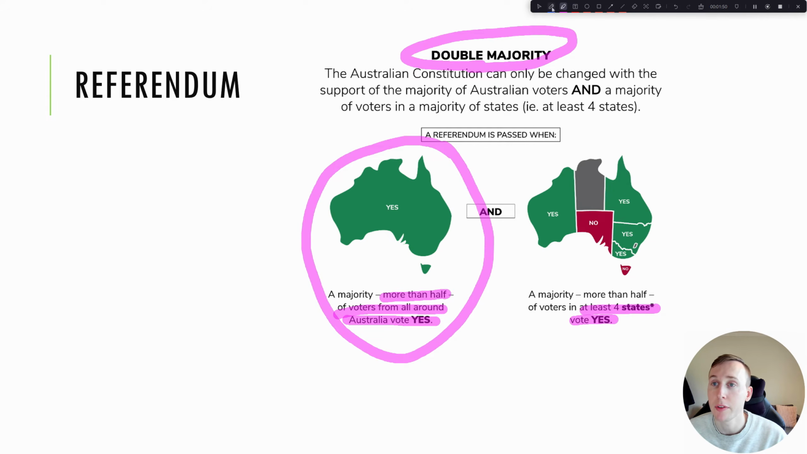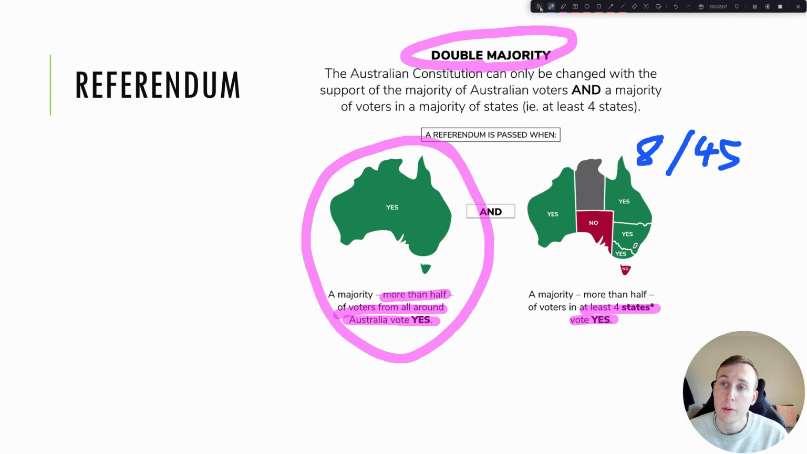And to give you a statistic which we'll talk about a little bit later, we've had 45 referendums in Australia and only 8 of them have been successful. So it's really, really hard to change the wording of the Constitution or remove something from the Constitution.